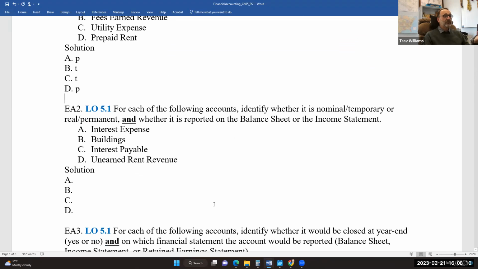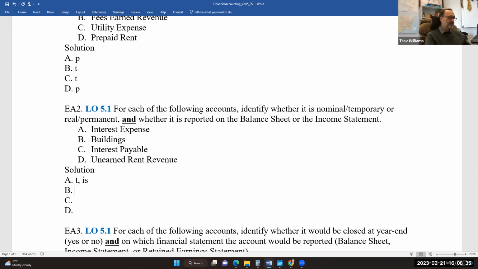So going on to number 2, basically the same thing, temporary or permanent. And does this account show up on the balance sheet or income statement? Well, if it's permanent, it's going to be a balance sheet account. If it's temporary, it's going to be an income statement account. So interest expense is temporary and it's an income statement account.